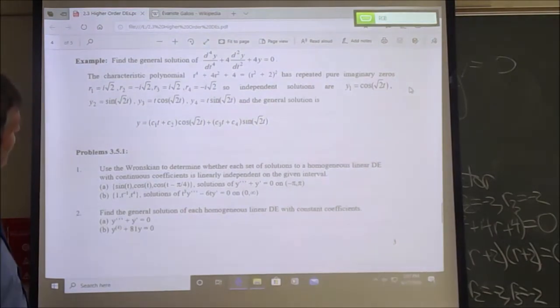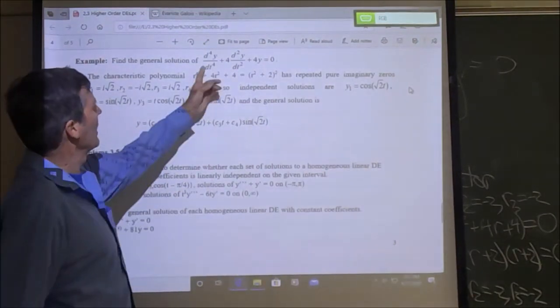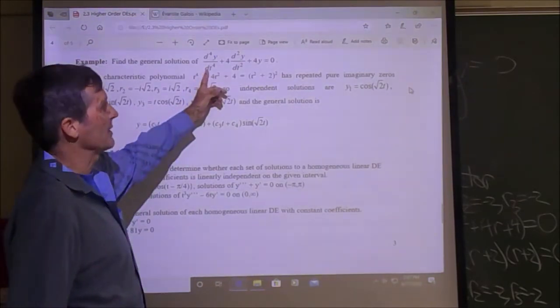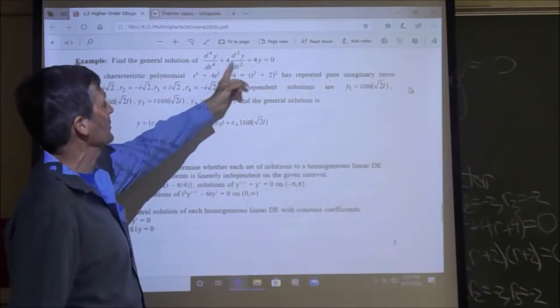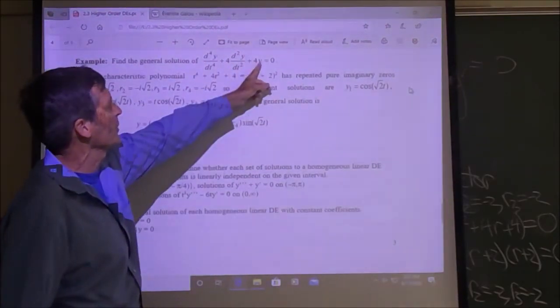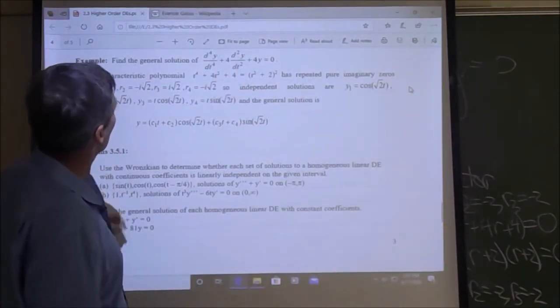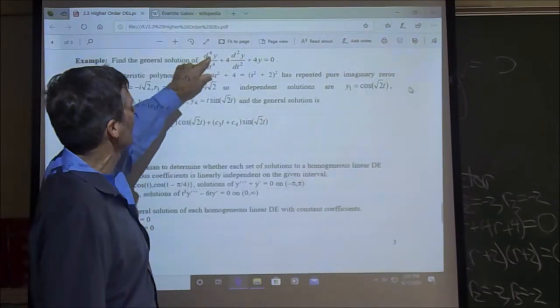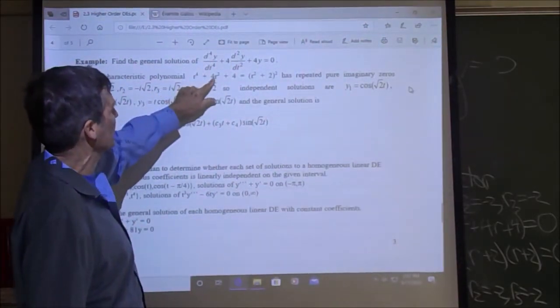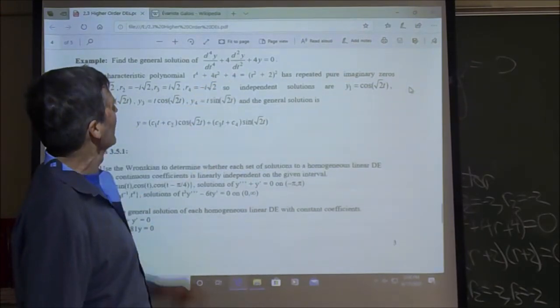Here's another one. Suppose I just solve this one, a fourth degree equation. I said I wouldn't take you higher than fourth, but this is the fourth. Fourth derivative plus 4 times the second derivative plus 4 times y equals 0. Well, I know how to solve this because the characteristic polynomial is r to the fourth plus 4r squared plus 4.